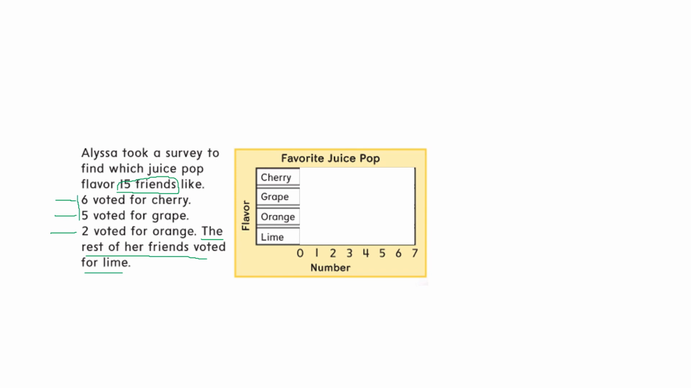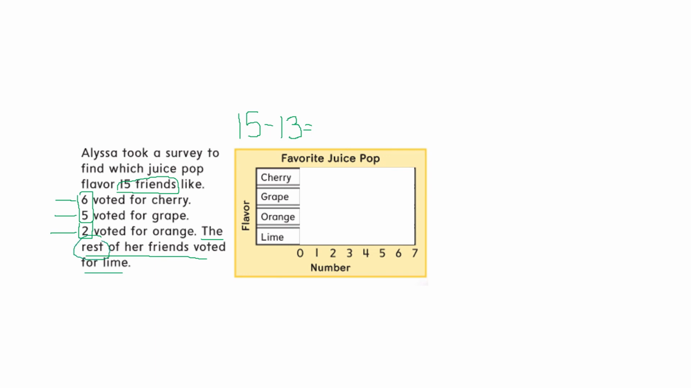So what's 6 plus 5? 6 plus 5 is 11. And what's 11 plus 2? 11 plus 2 is 13. Well, that still doesn't tell us about lime, but we're getting close because we know that there were 15 altogether, and we know what 13 of them said. And like the problem said, the rest of her friends voted for lime.